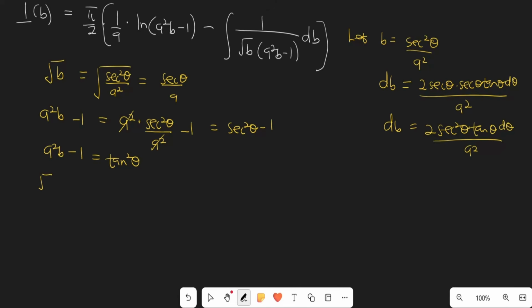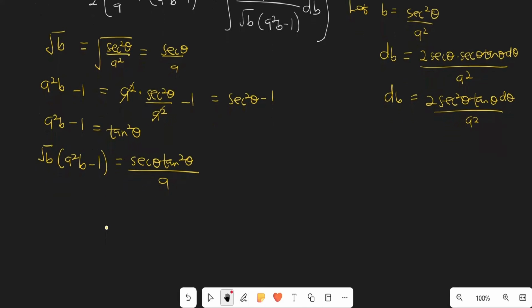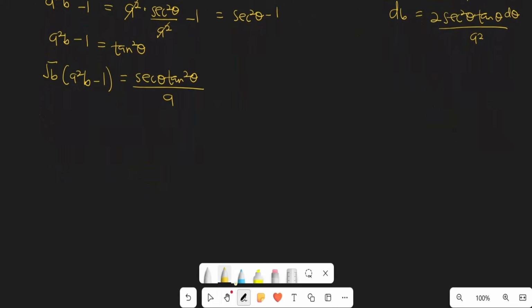So that means that the square root of b multiplied by a squared b minus 1, this is the same as this one multiplied by the tan square of theta. So that is the secant of theta, the tangent square of theta, all over a, right? So now we can take the integral into the theta world and see how it looks.